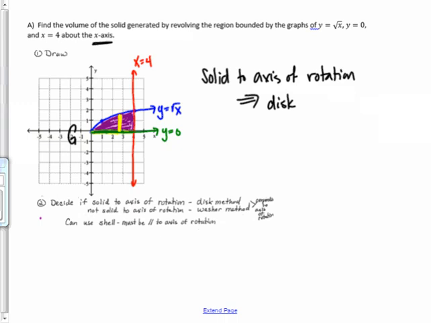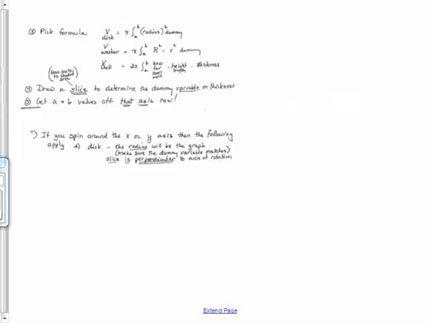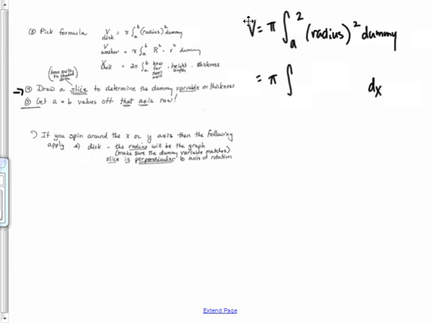Whichever axis I'm hitting, the x-axis, that tells me if I'm a dx or dy. So if I hit the x-axis, then I'm a dx. So then, step 3 says you're going to pick your formula. We picked it. It is disk. So it's going to be pi times the integral from a to b of the radius squared times the dummy variable. We did step 4 already. We drew our slice, and we determined that the dummy variable was going to be a dx.